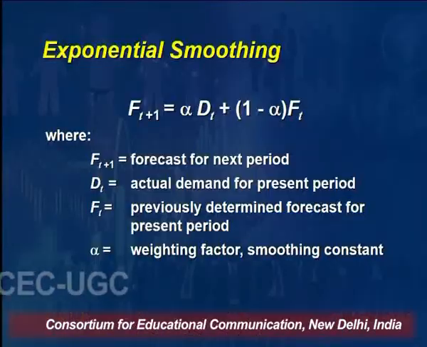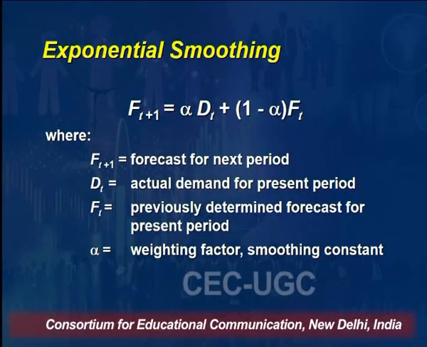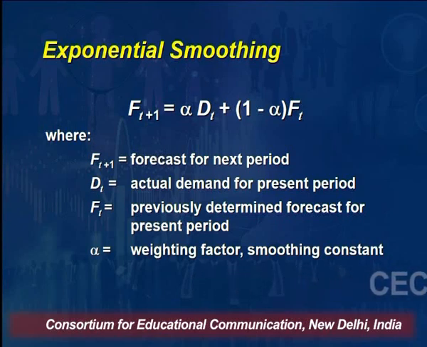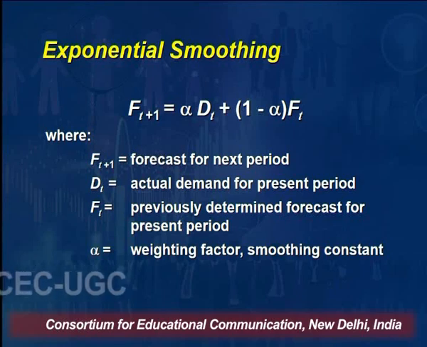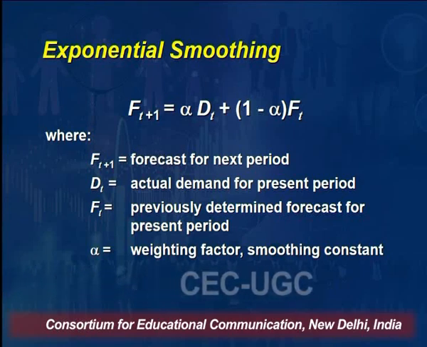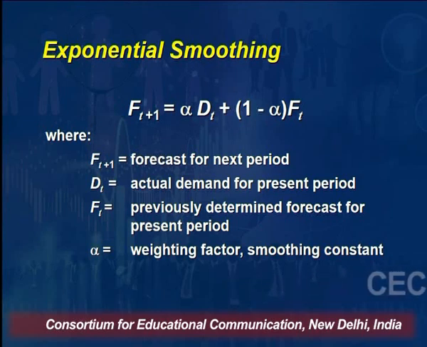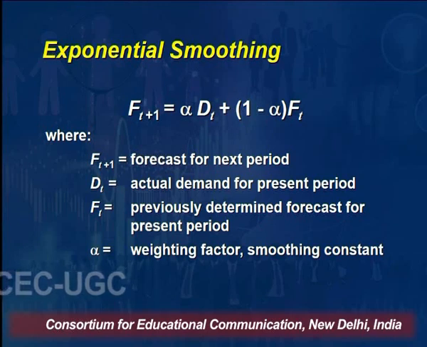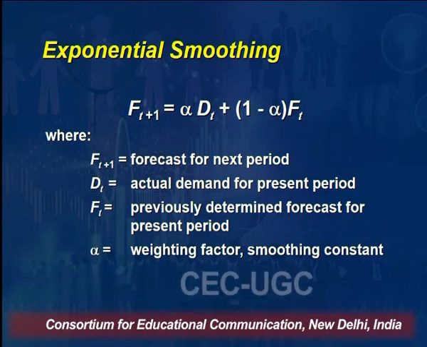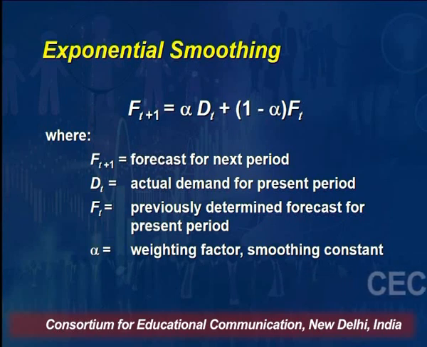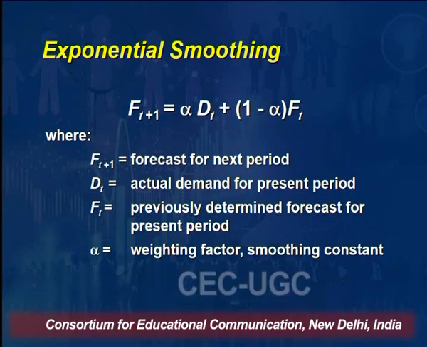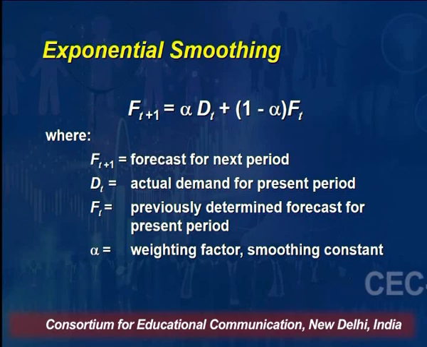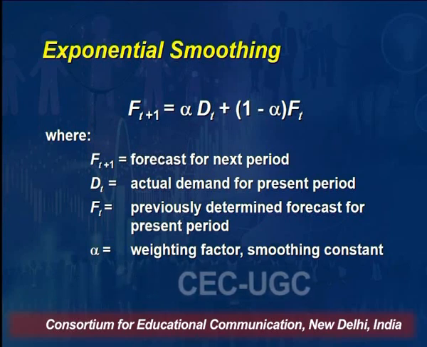So what is the formula for this exponential smoothing method? The formula for this method is F(t+1), that is the next period, t plus 1 meaning the next time period, is equal to alpha into D(t), plus (1 minus alpha) into F(t), where F(t+1) is the forecast for the next period, D(t) is the actual demand for the present period, F(t) is the previously determined forecast for the present period, and alpha is the weighting factor, or the smoothing constant.